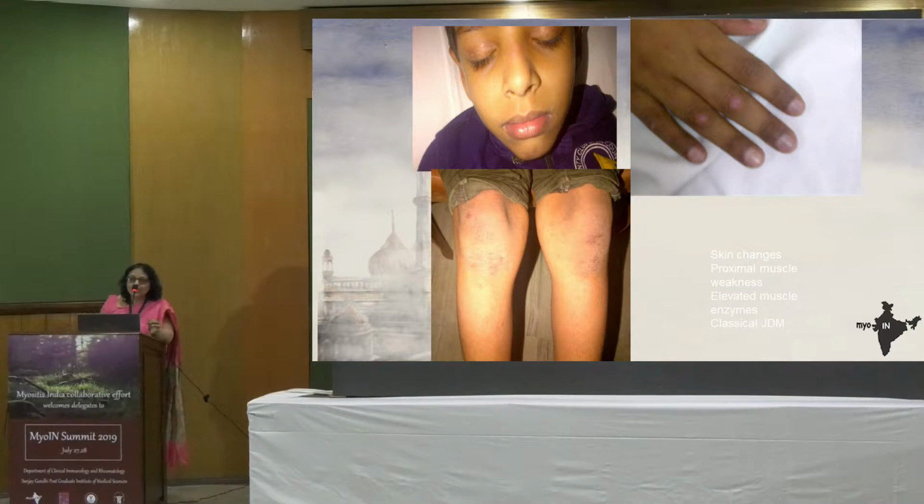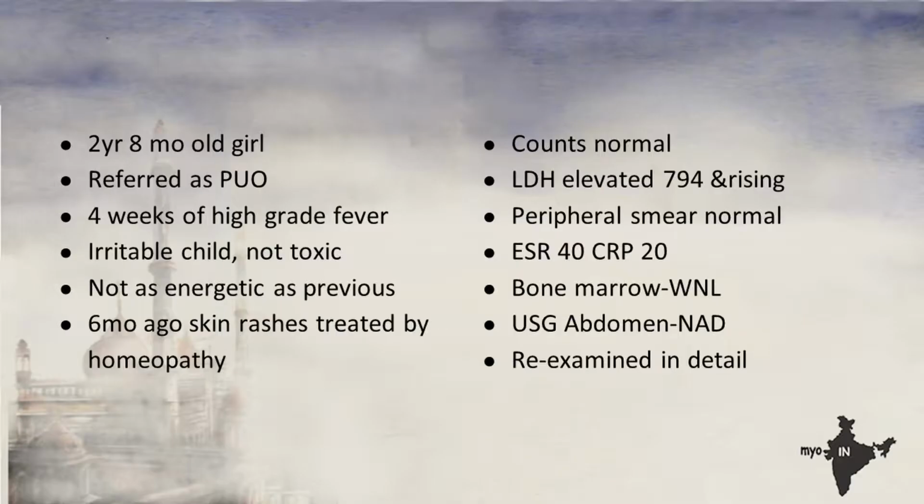Now, when a child presents like this with obvious heliotrope rash, Gottron's papules, and proximal muscle weakness with elevated muscle enzymes, it's not difficult to make a diagnosis of juvenile dermatomyositis. The problem comes when they present in ways where it can be difficult to actually clinically elucidate that the problem here is myositis.